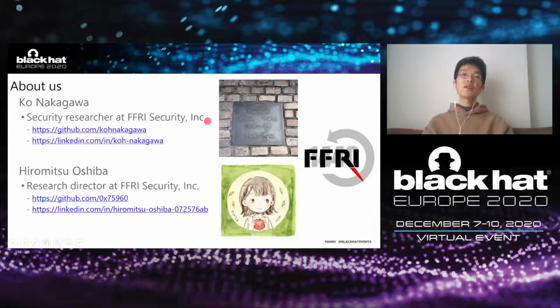My name is Ko Nakagawa, and I am a security researcher at FFRI Security. My main research interests are vulnerability research and reverse engineering. There is a co-speaker, Hiromitsu Oshiba. He is a research director at FFRI Security. His main research interests are vulnerability research, threat intelligence, and malware analysis.